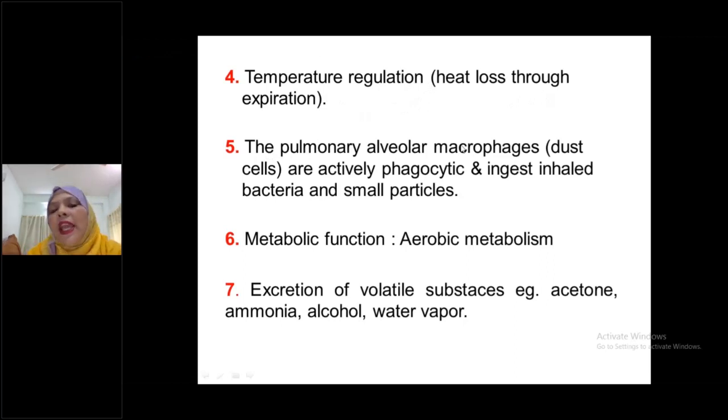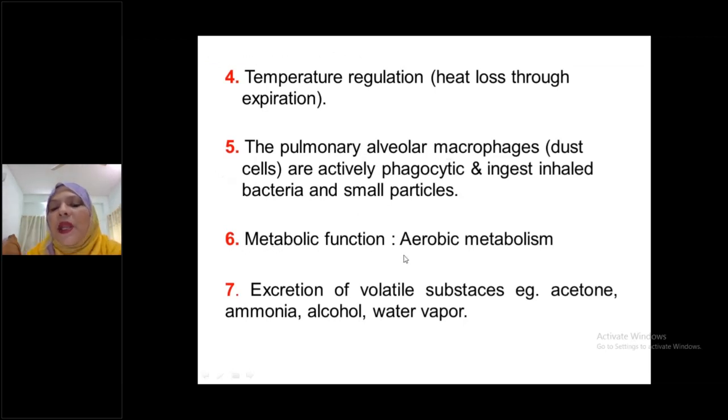Okay, the pulmonary alveolar macrophages. We already mentioned in our previous class that besides alveolar type 1 and type 2 pneumocytes, there are a lot of specialized cells present in the alveoli, such as alveolar macrophages, that is dust cells, neuroendocrine cells, leukocytes, and plasma cells. The pulmonary alveolar macrophages or dust cells are actively phagocytic and ingest inhaled bacteria and small particles, that is, they play a defensive function of the body.